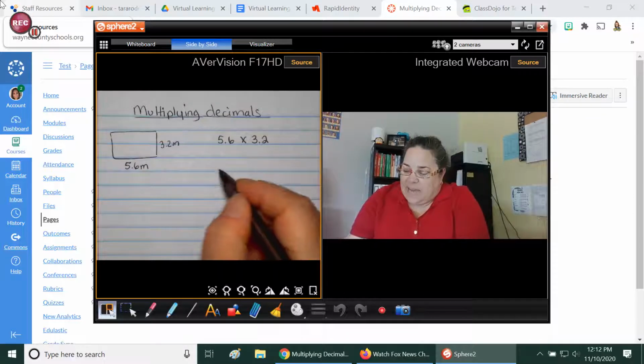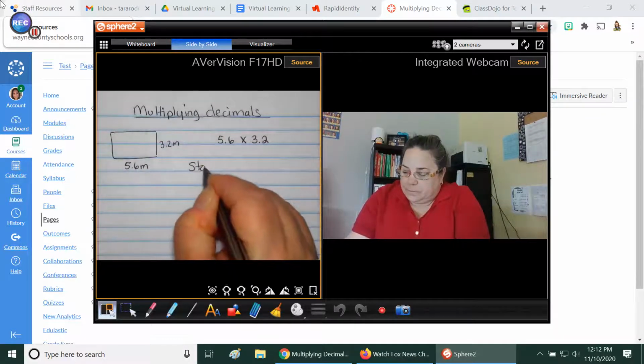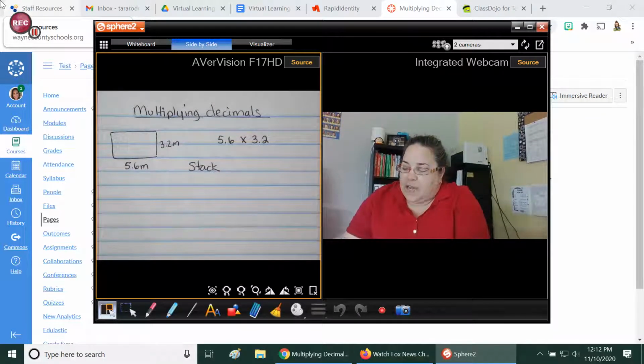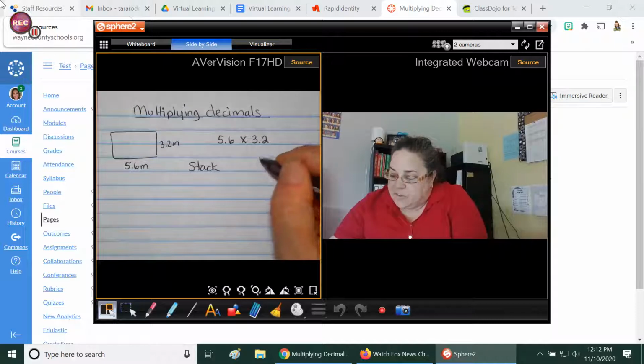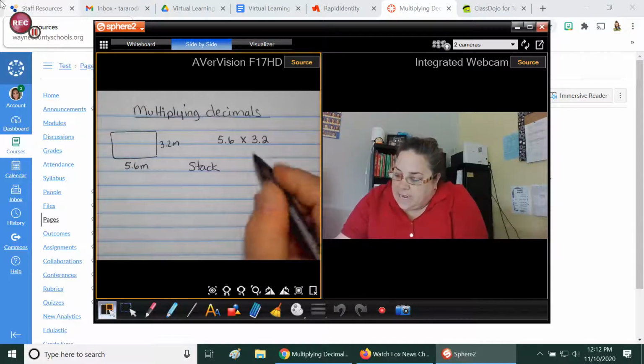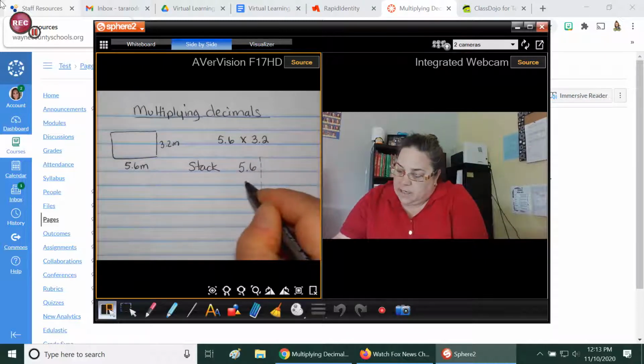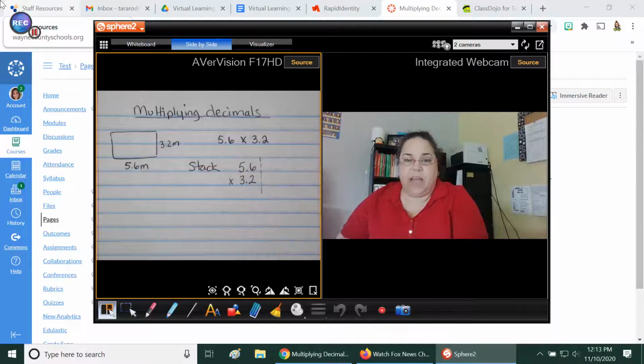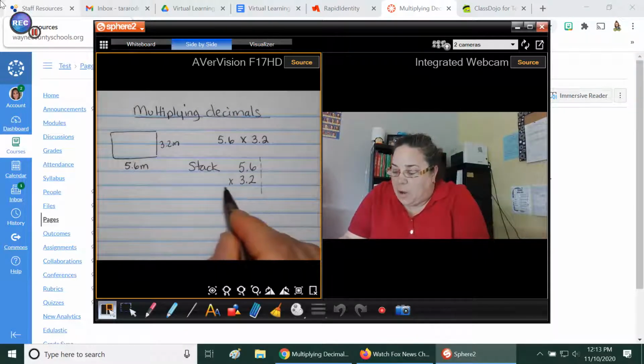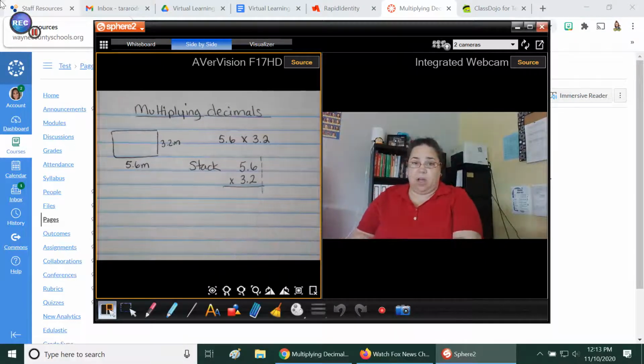So when I stack them, I'm going to pretend like there's an imaginary line on the right side, and I'm going to go 5.6 times 3.2, okay? And that helps me keep my problem straight, all right? Okay, so now I actually have to do the math, right?